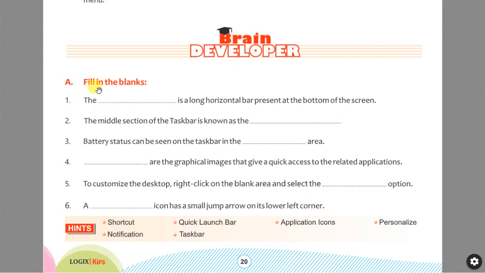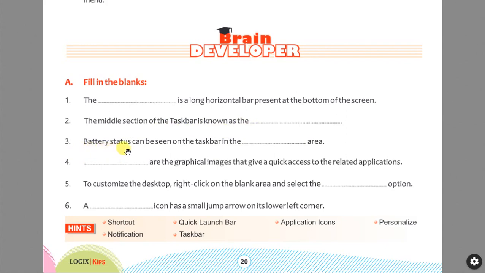Question number A, fill in the blanks. The dash is a long horizontal bar present at the bottom of the screen. Answer is taskbar. The taskbar is a long horizontal bar present at the bottom of the screen. Second question, the middle section of the taskbar is known as the dash. Answer is quick launch bar.